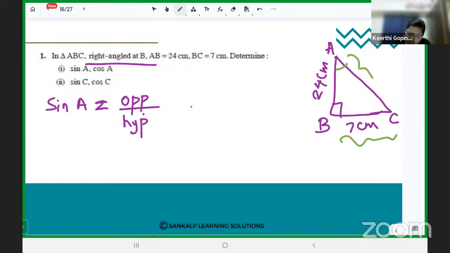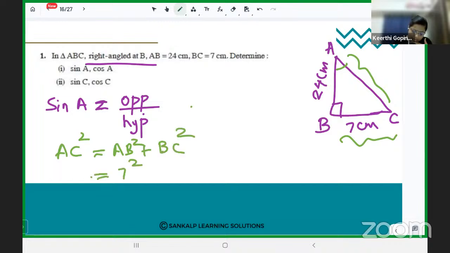But do we know the hypotenuse here? We don't know the hypotenuse AC. So first we have to find out AC by using the Pythagoras theorem, and only then can we find the value of sin A. We can write this as AC square is equal to AB square plus BC square. AB is 24, so 24 square plus BC is 7, so 7 square.